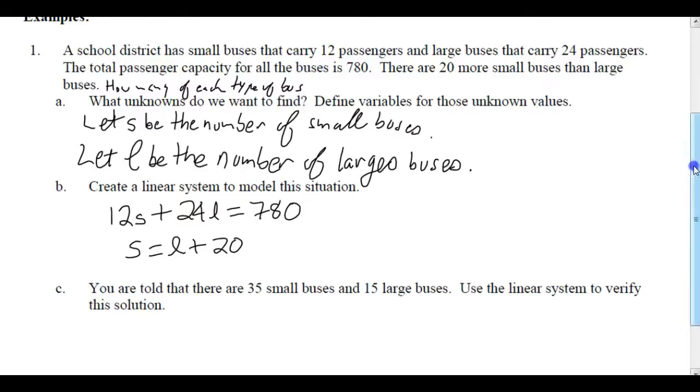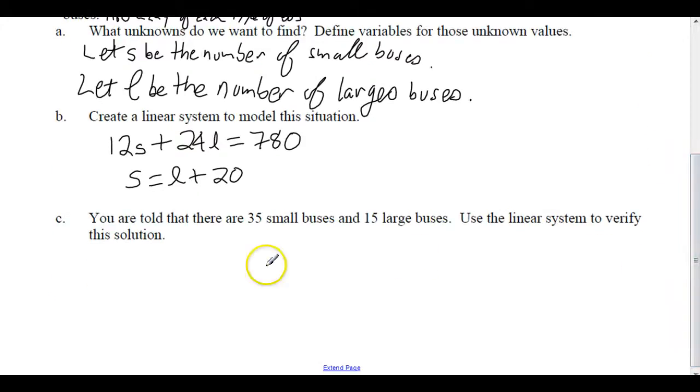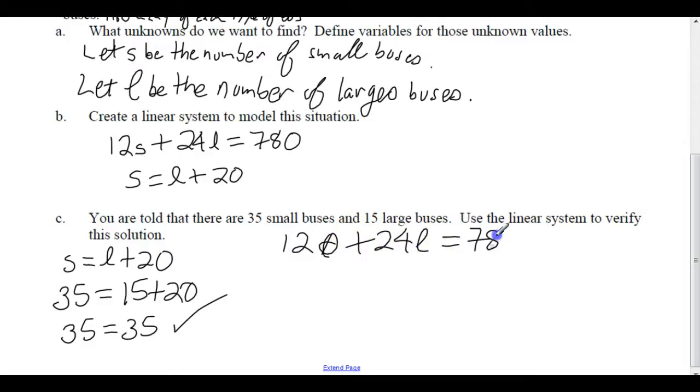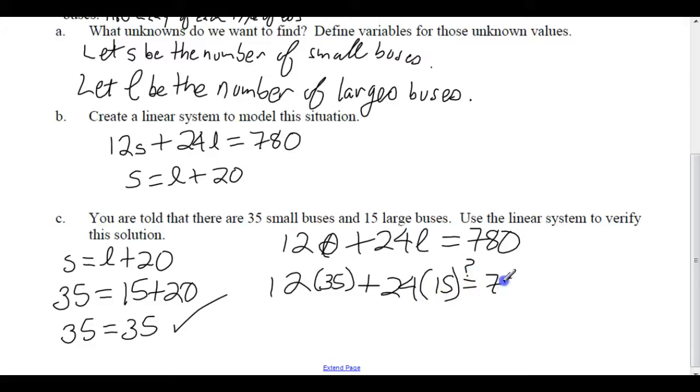You are told that there are 35 small buses and 15 large buses. Use the linear system to verify. All right, well, let's start with the easy one. There are 35 small buses and 15 large buses. So the second equation is satisfied. And now, what's the formula? Remember math, it's formula. Substitution, there are 35 and 15. I'm going to do the question mark thingy this time, right? We're not sure. Is this true? I'm not sure. Let's find out.